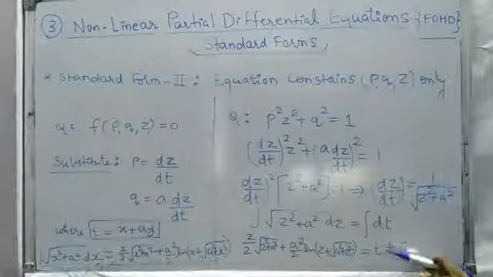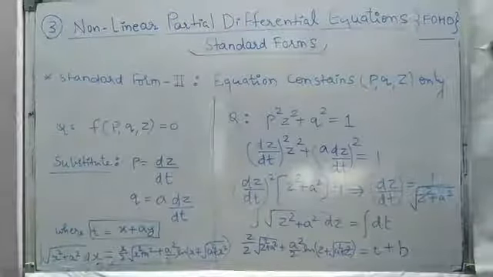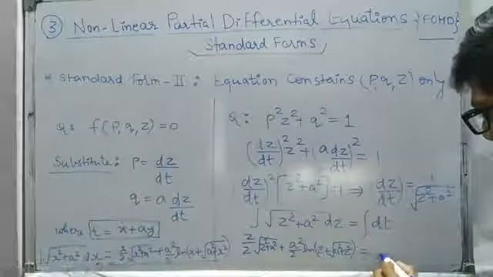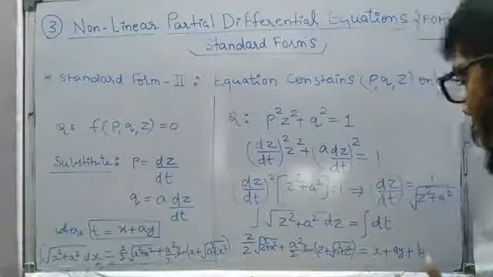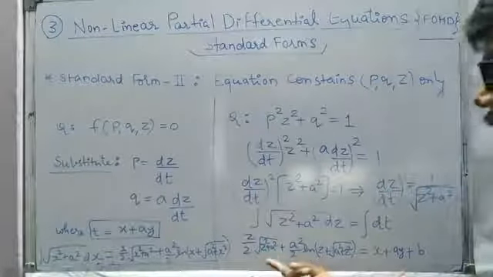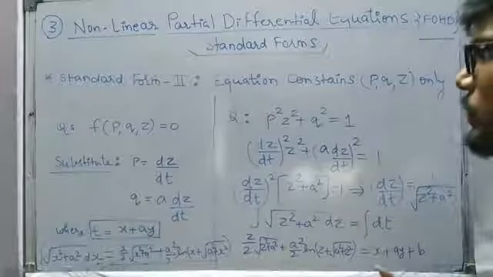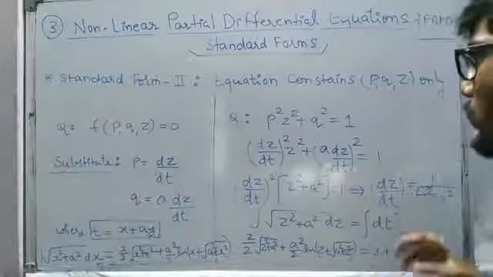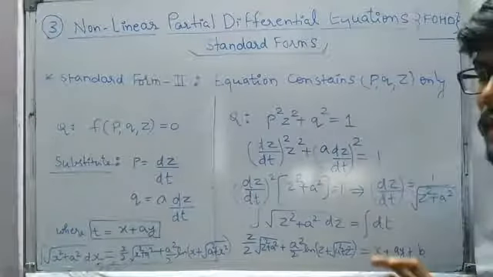For this integration constant, instead of c we can take it as b, and this t we have to substitute back as x plus ay. So t is equal to x plus ay, and we have integration constant b. So you can see clearly here that we are going to get only two arbitrary constants a and b in our general solution. So that is how you have to make use of substitution in standard form 2 when we encounter an equation which contains p, q and z only.